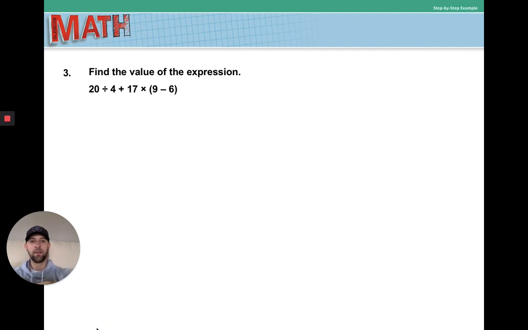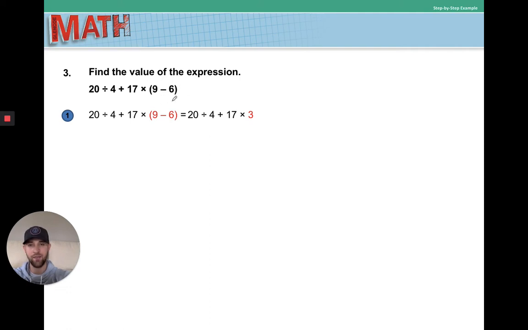All right, step by step. I'm not going to write on this one. As you can see, our problems are getting a little bit bigger. We're adding more and more operations. So let's walk through it, okay? First of all, do I have parentheses? As you can see, I do right here.